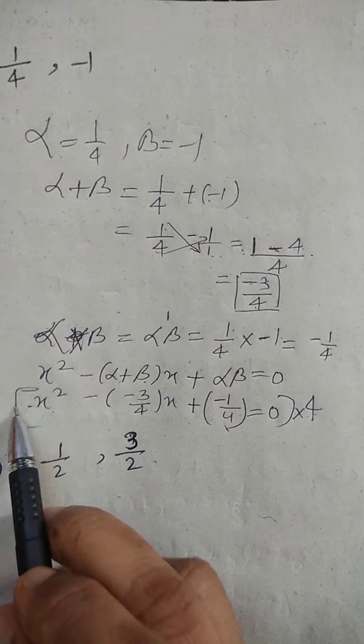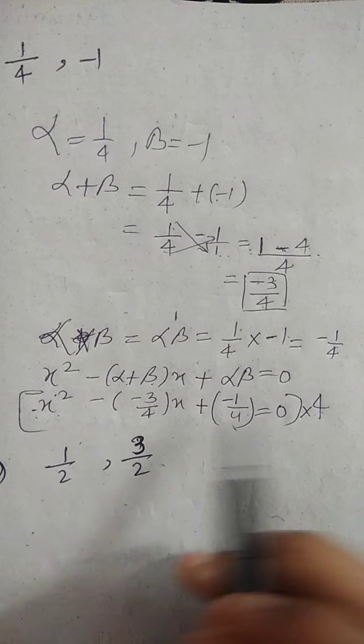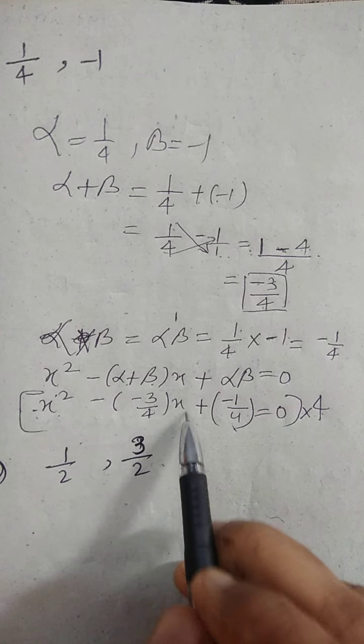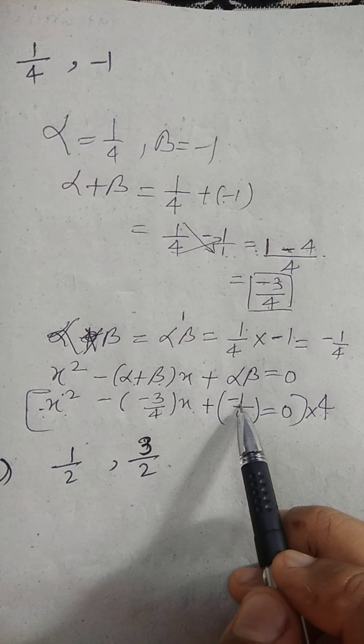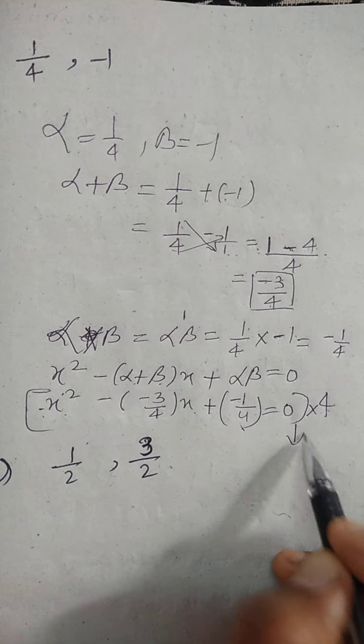So here you will get 4x square, and 4 will get cancelled. You will get minus minus plus 3x. And here plus minus minus, 4 gets cancelled. You will get minus 1. Okay. Solve the next step.